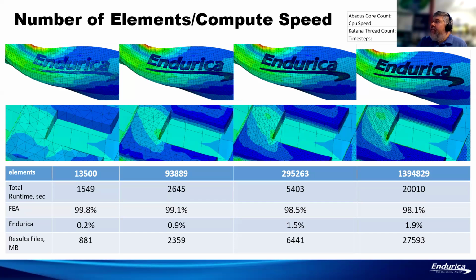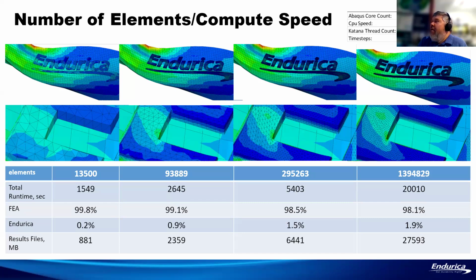If you look at the fine discretization, this was a much longer running job. 20,000 seconds is maybe 6 hours, I'm just dividing in my head. Something like 6 hours of runtime for that one. Most of that was the finite element solve. About 2% of the time was the fatigue solve. The results files obviously were huge. In that case, we had 27 gigs of results.